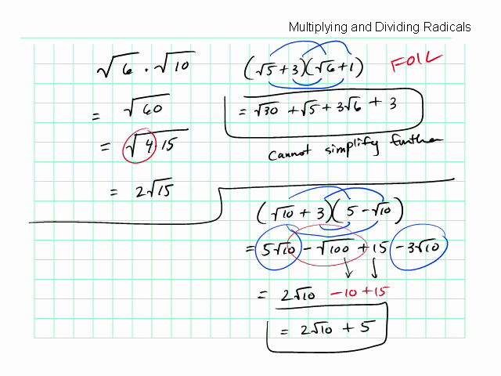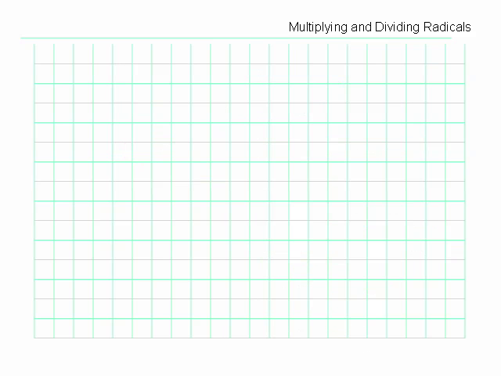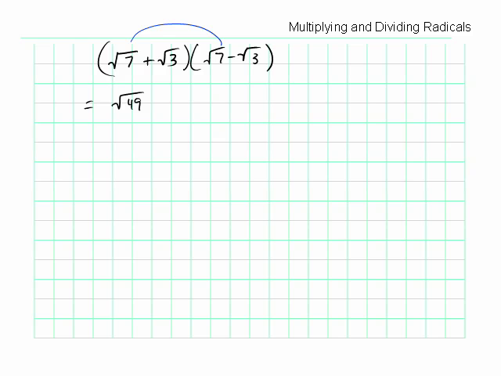Here's another. Square root 7 plus square root 3 times square root 7 minus square root 3. Once again, it's the FOIL method that I'm going to use. The square root of 7 times the square root of 7 is the square root of 49. That's going to be square root of 7 times negative square root of 3. That's minus square root of 21. Square root of 3 times square root of 7 is positive square root of 21. And then finally, we've got square root of 3 times negative square root of 3. That's negative square root of 9.